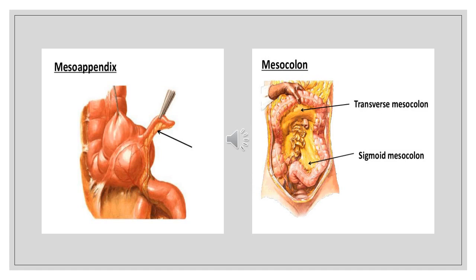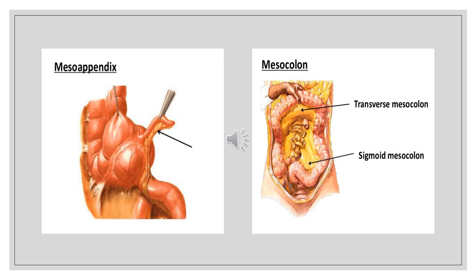Mesoappendix is a small triangular fold of peritoneum which suspends the vermiform appendix from the posterior surface of the lower end of the mesentery close to the ileocecal junction. Usually, the fold extends up to the tip of the appendix, but sometimes it fails to reach the distal one-third also. It contains vessels, nerves, lymph nodes and lymphatics of the appendix.